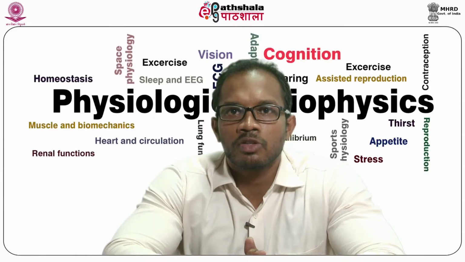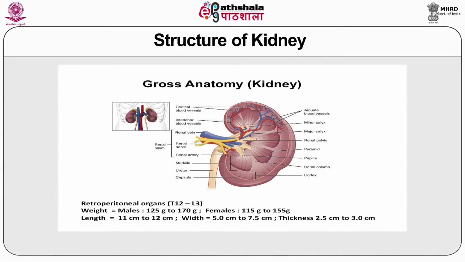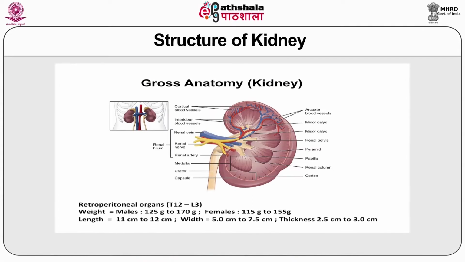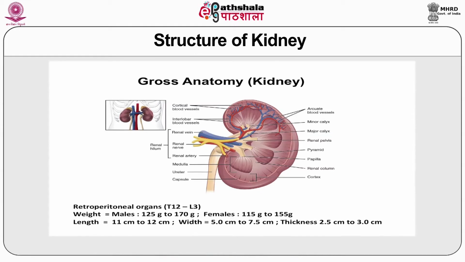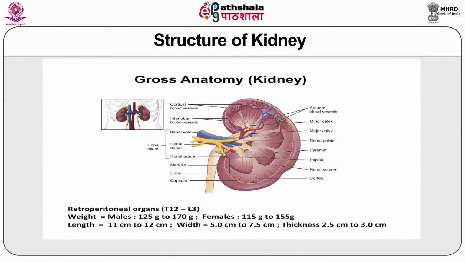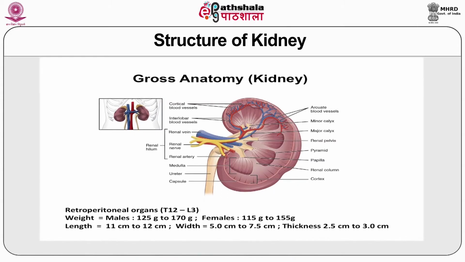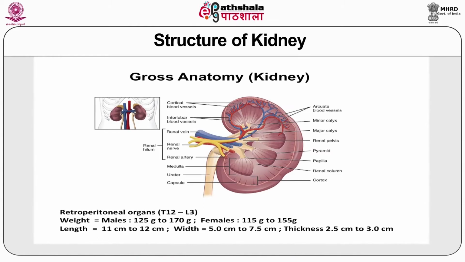Now we are going to discuss the coronal section of the internal structure of the kidney. On coronal section, the internal structure of the kidney is divided into two parts. First is the medulla, the inner structure of the kidney, made of 4 to 14 triangular structures known as the renal pyramids. The apex of the renal pyramid faces towards the renal pelvis and the base faces towards the periphery.